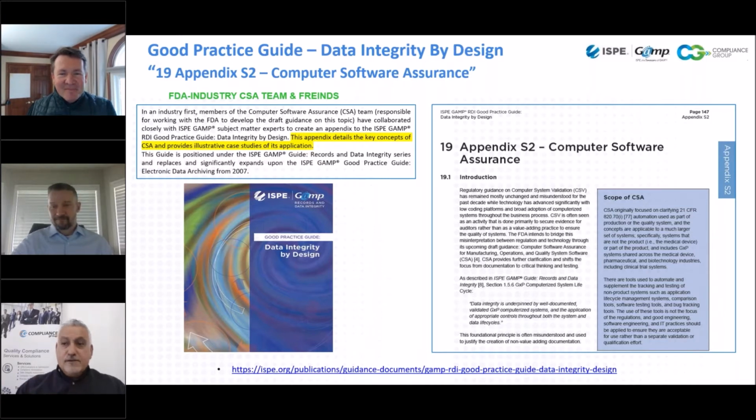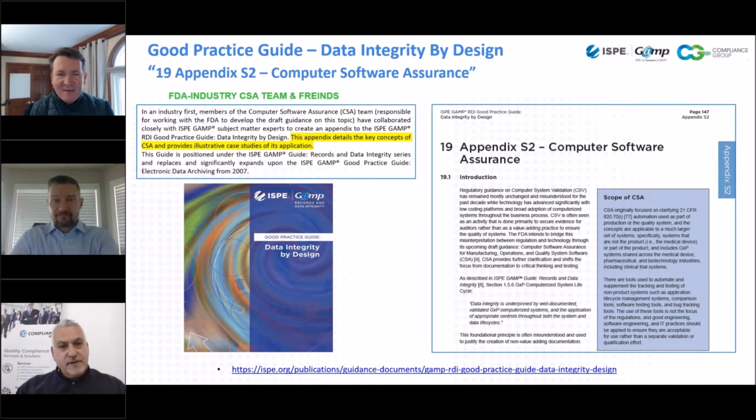Awesome. So for those of you who have not clicked on that link yet, when we send you this slide deck, please click on that link and purchase the GPG, not GDG. Okay, Stephen, GPG, Data Integrity by Design, and of course, I need you to read everything about it, but focus on chapter 19, the appendix on computer software assurance.